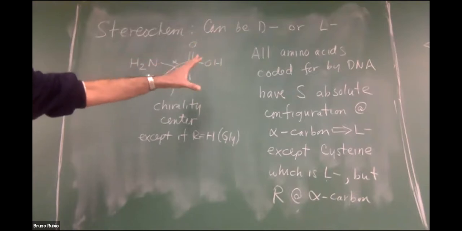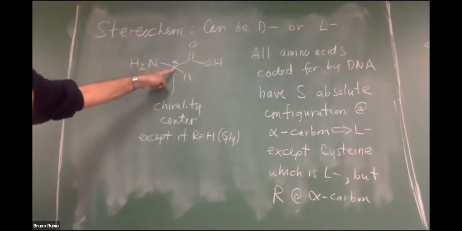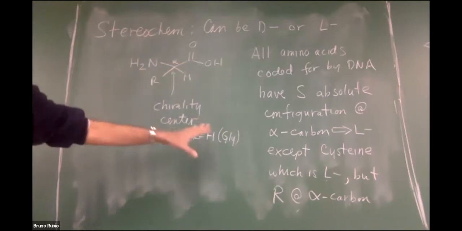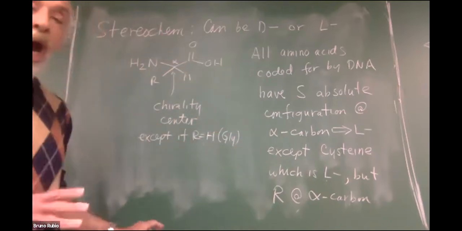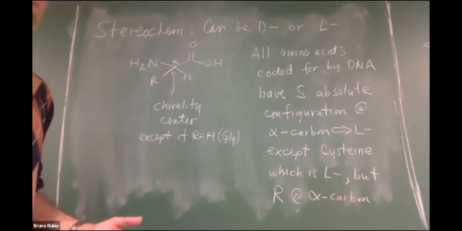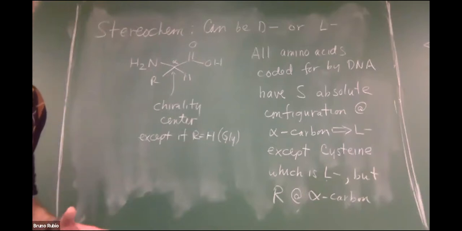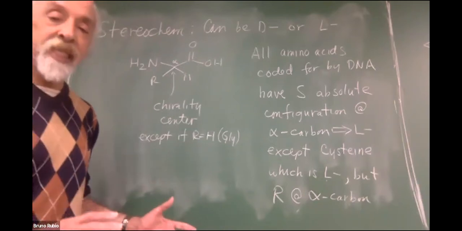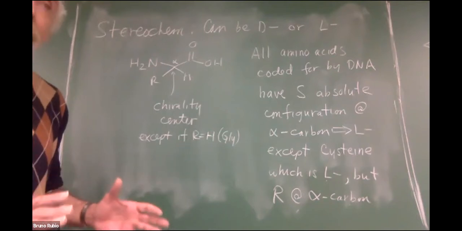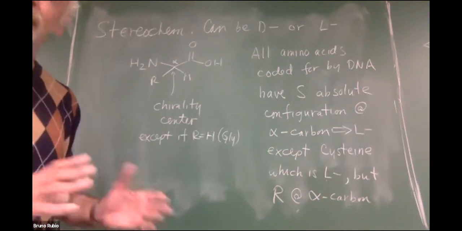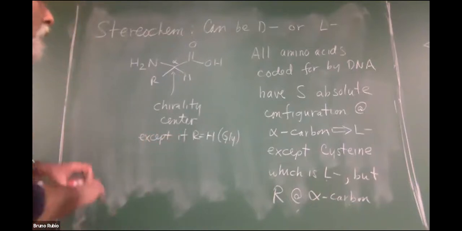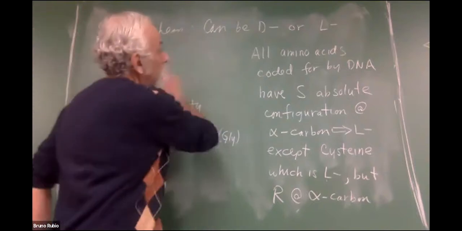acids coded for by DNA all have the S absolute configuration here, and they are called the L-alpha amino acids. The only exception is cysteine, which has the R absolute configuration, but it's still called L anyway, right? This is for historical reasons, because when they were figuring out what was D and what was L, this was in the beginning of early 1900s, where people didn't even all agree that stuff was made out of atoms. So it's just a historical hangover. Okay.